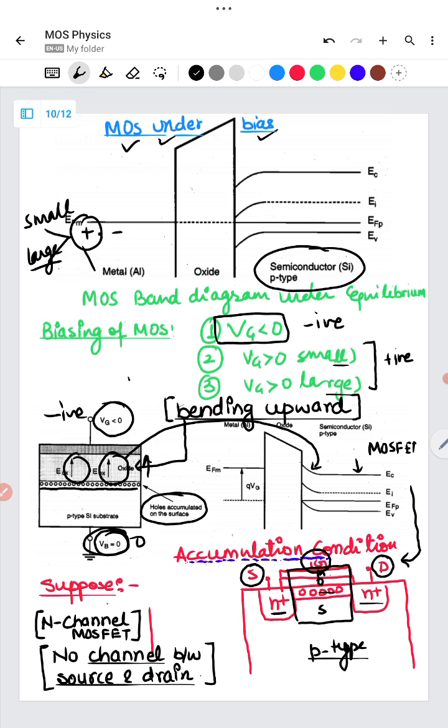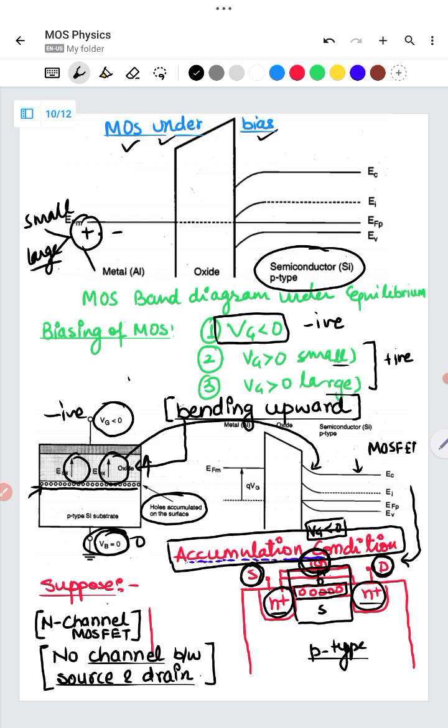So what is our purpose? Our purpose is, by applying the voltage at the gate, to control the electrical connection between the source and drain. You can clearly see that when Vg is less than 0, in between the source, which is N plus, and the drain, which is also N plus, you have a majority of holes. That means there is no electrical connection provided in the accumulation condition, because this condition is known as accumulation, where you have accumulation of holes. So under the accumulation condition, there is no connection between the source and drain.